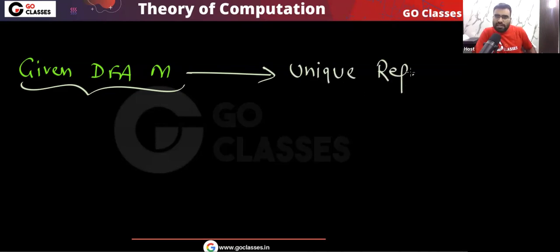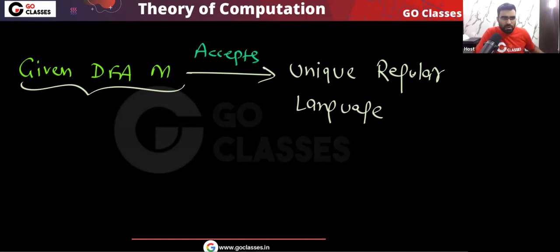But you should understand one more point. If I give you any DFA M, there will be a unique regular language that this DFA accepts. So a given DFA accepts a unique regular language. Is this clear?